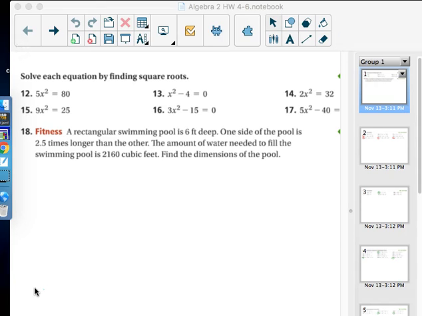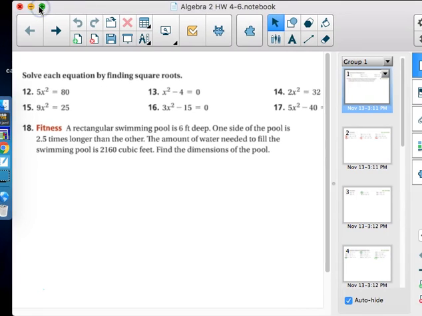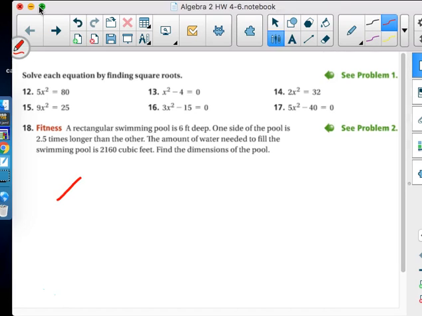So what you do first is make yourself a little drawing. That would be nicer, right? If we could just swim in it. Alrighty, so it is 6 feet deep. Well, that's nice. They gave us one of the dimensions here, 6 feet deep.